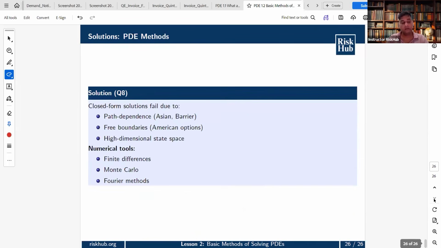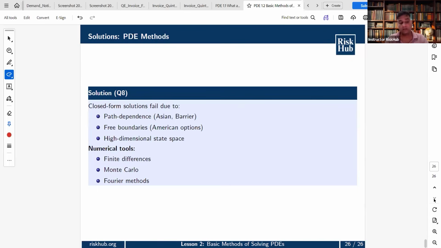Then we get into question number 8. Why are numerical methods required? Closed form solutions fail because of path dependence, such as Asian, barrier, and lookback options, free boundaries, such as American options, high dimensional state space, and stochastic quantities such as interest rates and multi-asset derivatives. So we use numerical tools: finite differences, mainly used for PDE grids and option pricing; Monte Carlo for high dimensional simulation; Fourier methods for fast pricing when characteristic functions are known; and FEM, the finite element method, for complex boundaries and domains. This is the practical quant finance conclusion.